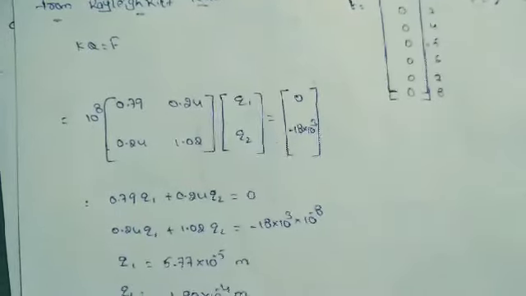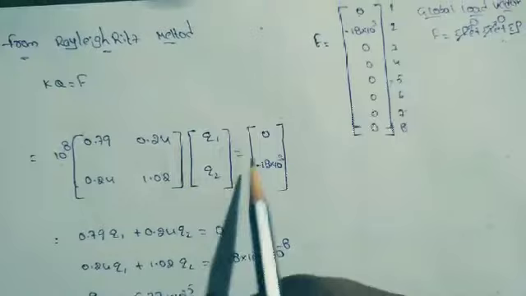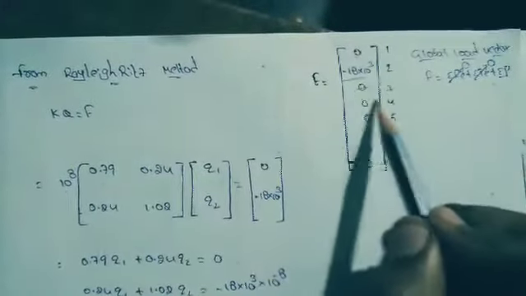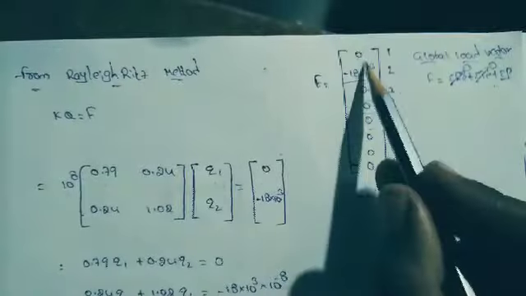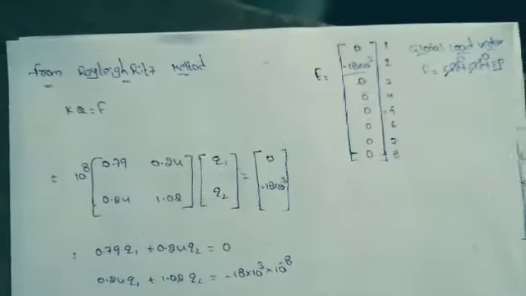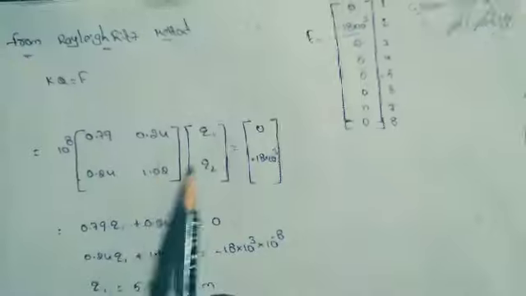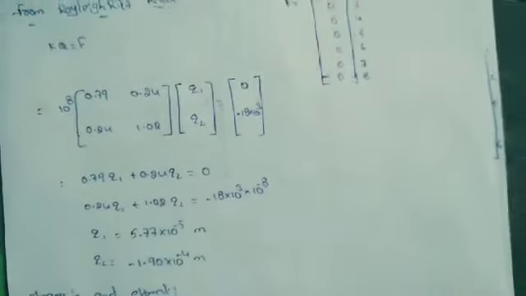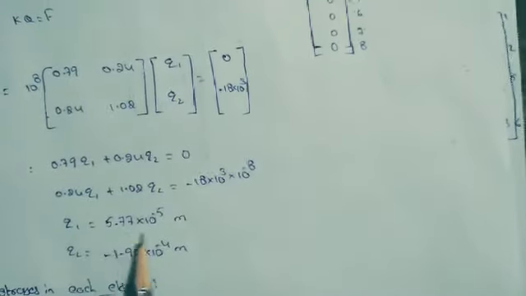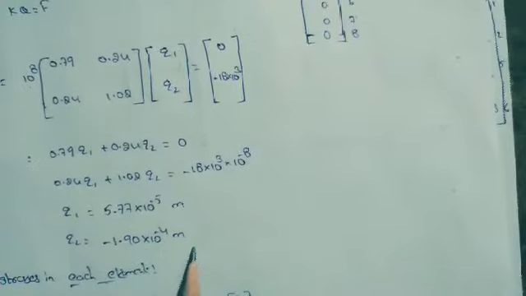The corresponding displacements at node 1 are Q1, Q2. Then F values 1 and 2 only you have to take. Remaining rows are cancelled. Put these two values. After that, keep 10 power 8 on the RHS side, then it will become 10 power minus 8. You multiply these two matrices, you will get two equations. Solve these two equations by using a calculator. You got the Q1 value of 5.77 into 10 power minus 5 meter, Q2 equal to minus 1.90 into 10 power minus 4 meter.